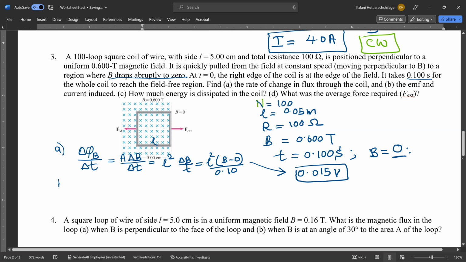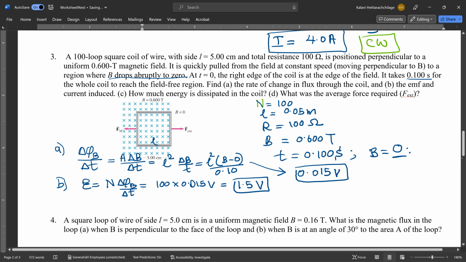Now B is asking about the EMF. EMF equals, since this is per coil, I have N number of loops. That means I have N times delta phi B over delta T. There is nothing else that I can do, I just multiply by 100, right? Because the number of loops is 100. So 100 times 0.015 volt will give me epsilon equal 1.5 volt.